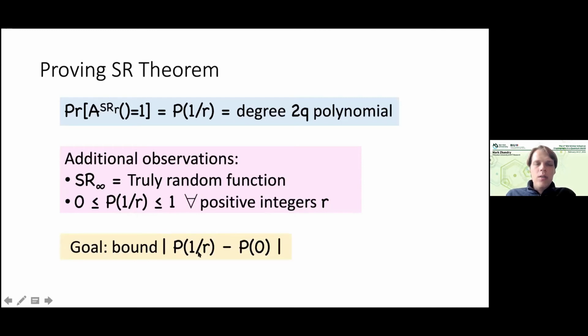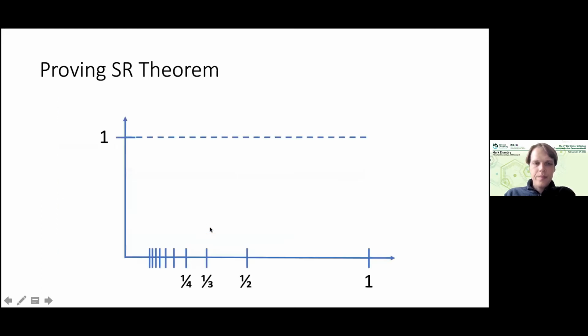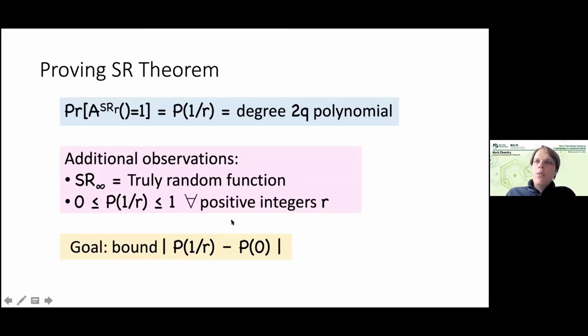And so what we're going to do is rely on these two simple things, that our polynomial is degree bounded, and between 0 and 1 for integers R. We're going to bound the difference in probability between P of 1 over R and P of 0. P of 0 corresponds to R being infinity, which is the truly random function. That's what we're comparing our small range distribution against, and our goal is to show that our small range distribution is indistinguishable. So this is all we have to bound now. And remarkably, we can do this.